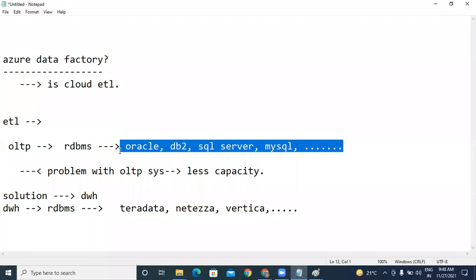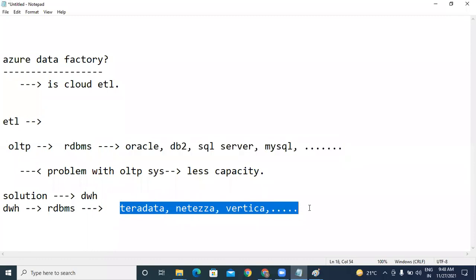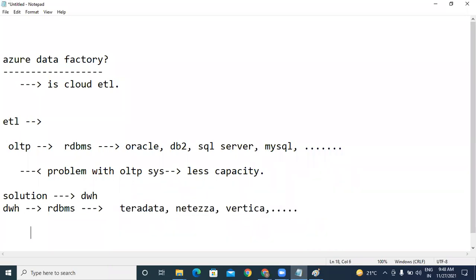All OLTP systems are in these databases. All warehouse systems are in these databases. But what's the problem? Then why did distributed systems come into the picture? Even though Teradata, Netezza, such great databases existed in the market. The problem with these databases, point number one, structured. Okay. The main problem is with volume. These are good up to less than 200 terabytes. Of course, for us, 200 terabytes may be very big.